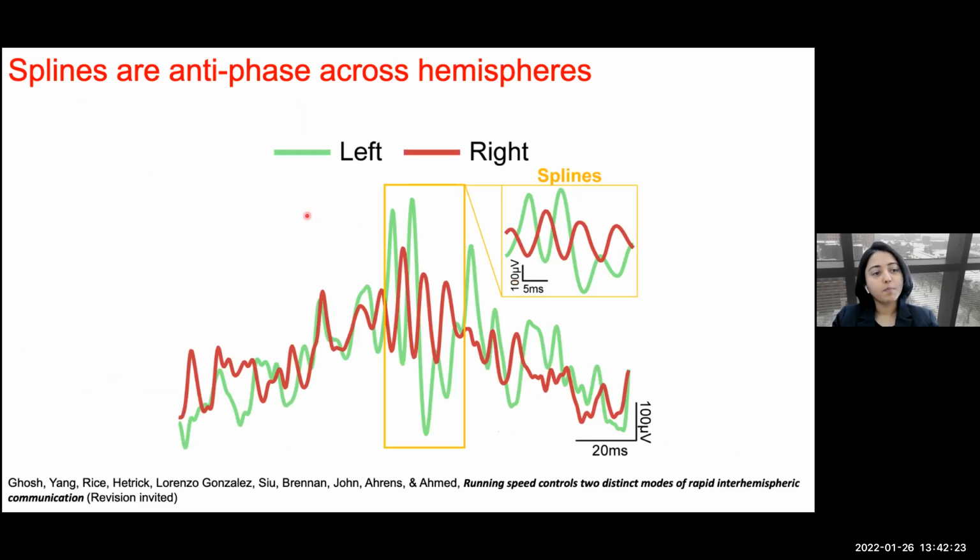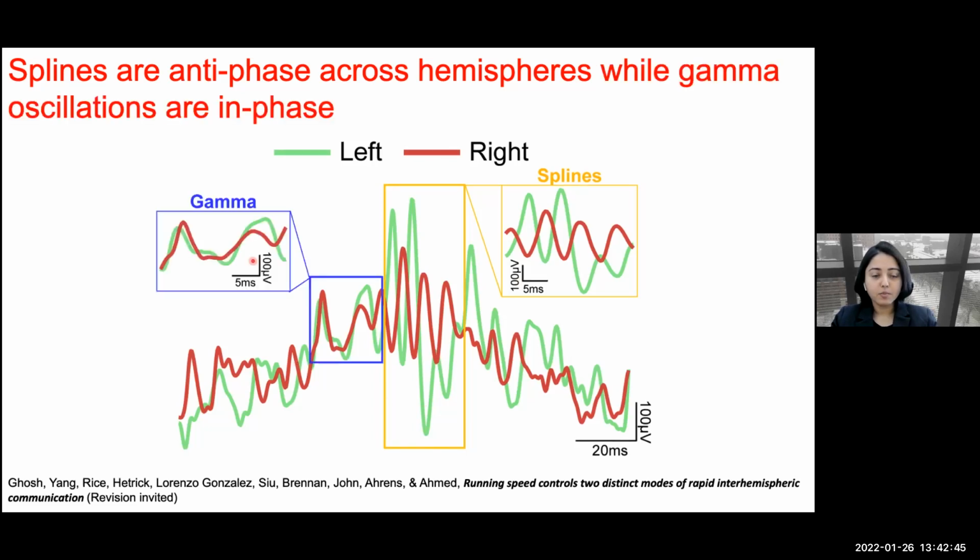So we found that splines are anti-phase across hemispheres, such that the peak of splines in one hemisphere corresponds to the trough in the other hemisphere. And you can see consistently all the cycles of splines that we see locked to the peak of theta are consistently anti-phase across hemispheres. However, gamma rhythms are perfectly in phase, with their peaks and troughs perfectly aligned.